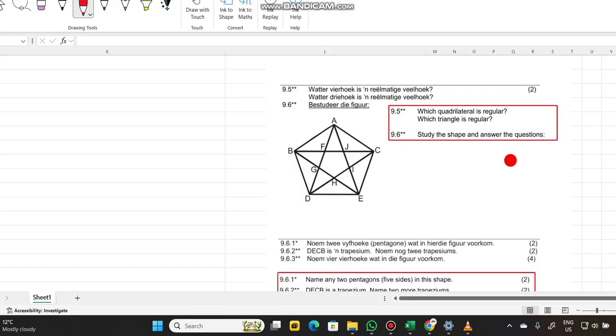So 9.5, it says which quadrilateral is regular and which triangle is regular. So watter een van die vierhoeke en driehoeke is reëlmatige veelhoeke? I'll talk you through that one. Firstly, the vierhoek would be a square because all the angles and sides are the same. Dis die vierkant, want al die kante en die sye is dieselfde, al die hoeke en die sye is dieselfde.